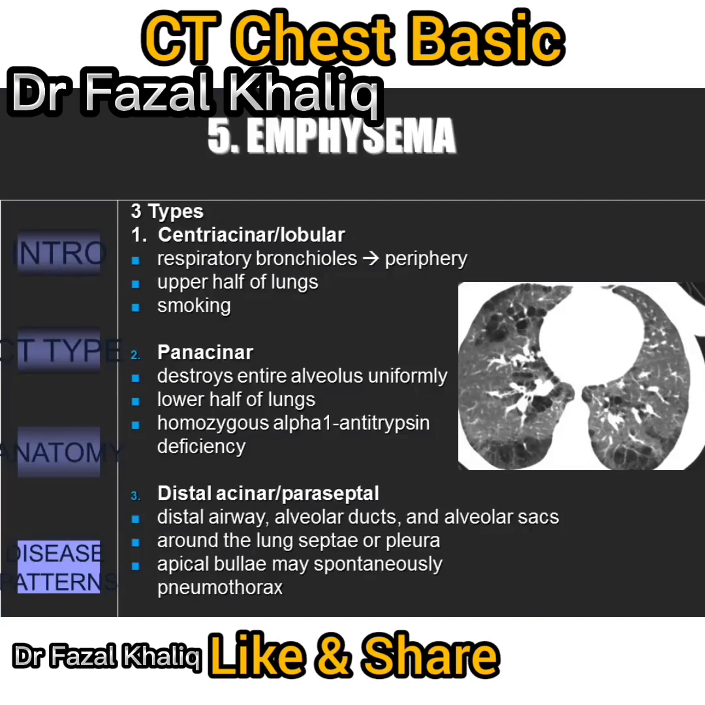The third type is the distal acinar, or the paraseptal. This involves the distal airway, alveolar ducts, and alveolar sacs, and it is found localized around the lung septae, or the pleura. Here, apical bullae may spontaneously rupture, causing a pneumothorax. Look at the picture on the right. What 2 types of emphysema are found here?